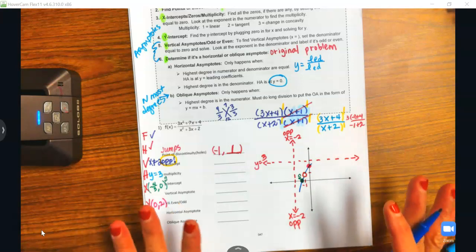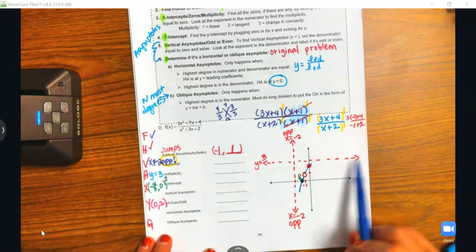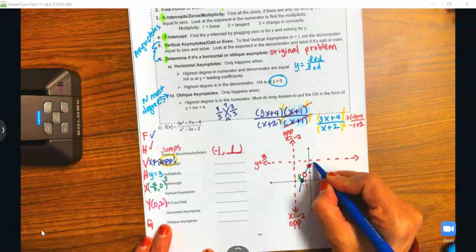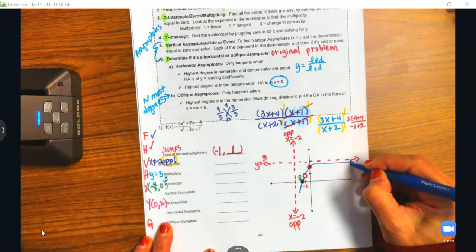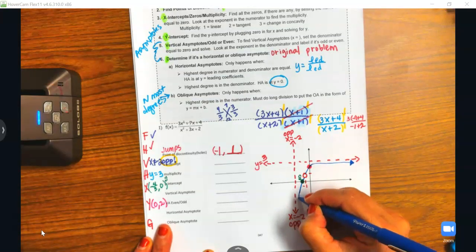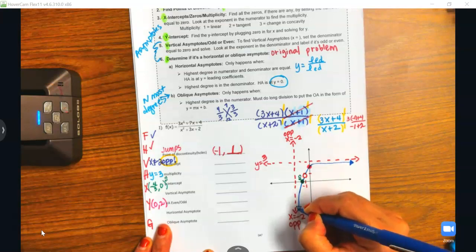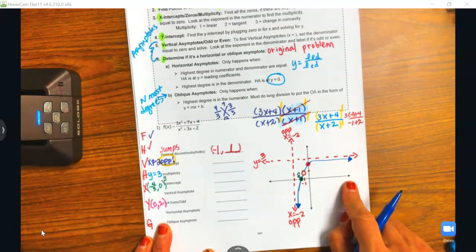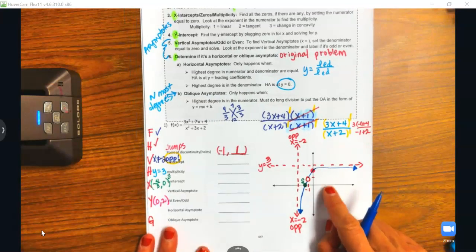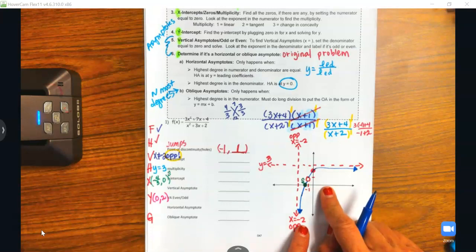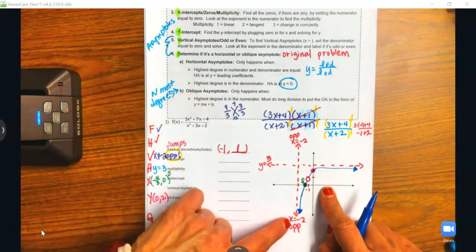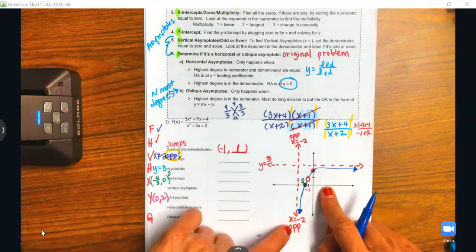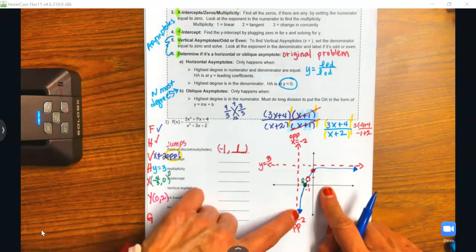And then remember, from here, graphs hug these asymptotes. So now I'm going to swing around and get as close as I can to that horizontal asymptote without touching it. I'm going to get closer and closer to this vertical asymptote over here without touching it. Now remember, I have an opposite behavior here. If you notice, I have one vertical asymptote. For every vertical asymptote, you always have to consider the other side.